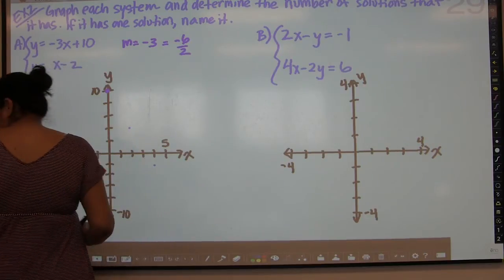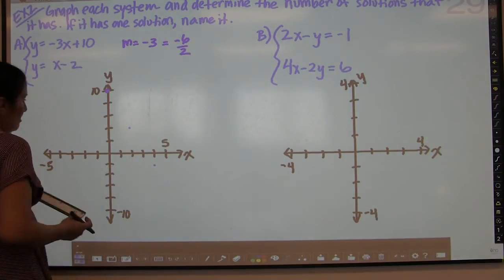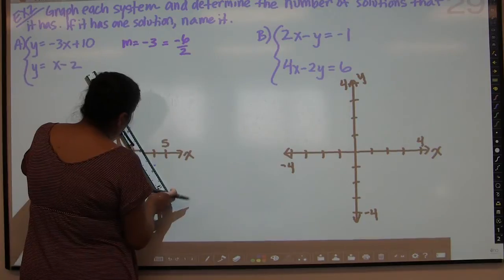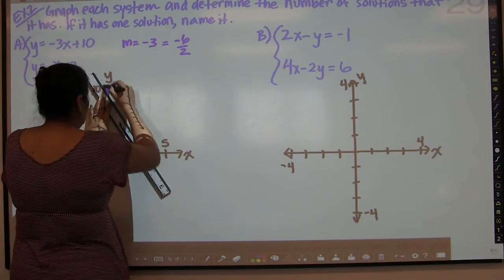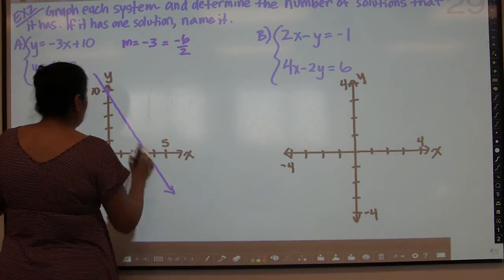I just have to do that a couple of times so that I can guarantee that my line will be as straight as possible. Okay, so there goes my first line.